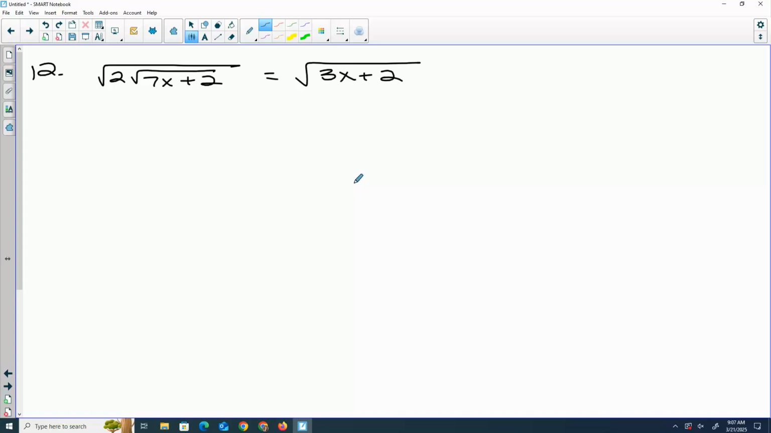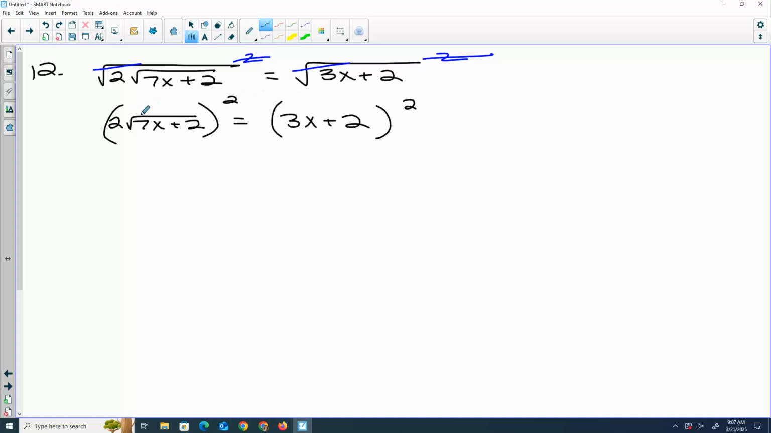How do we get rid of square roots? So if I square each side, that cancels this square root on the outside, cancels this one. We get 2 square root of 7x plus 2 equals 3x plus 2. Now to get rid of the square root, we can square again.